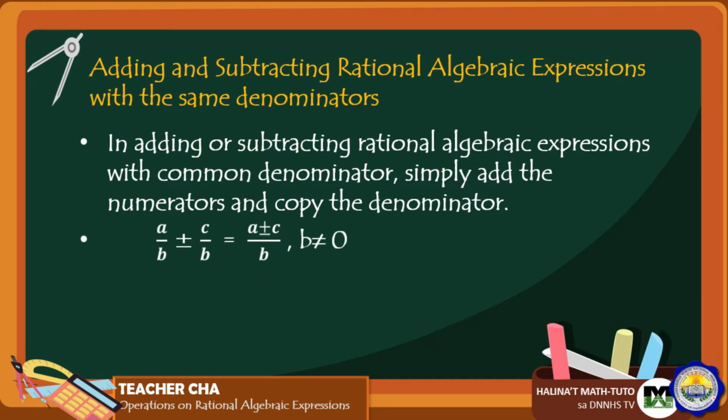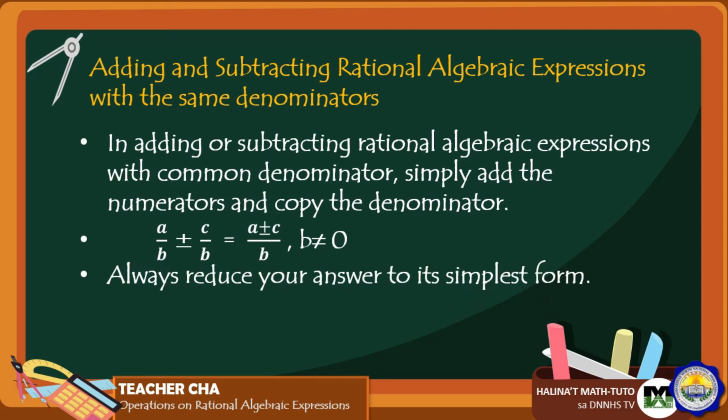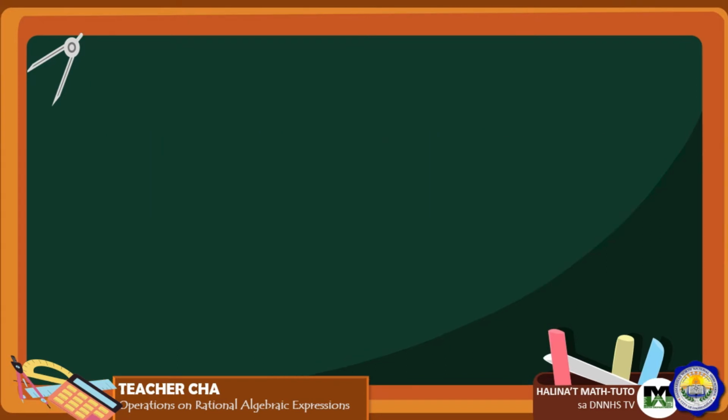And we have a over b plus or minus c over b is equal to, simply copy the denominator and add or subtract the numerators, wherein b is not equal to 0, because if the denominator is equal to 0, it will become undefined. And the last one is to always reduce your answer to the simplest form, or simplify.